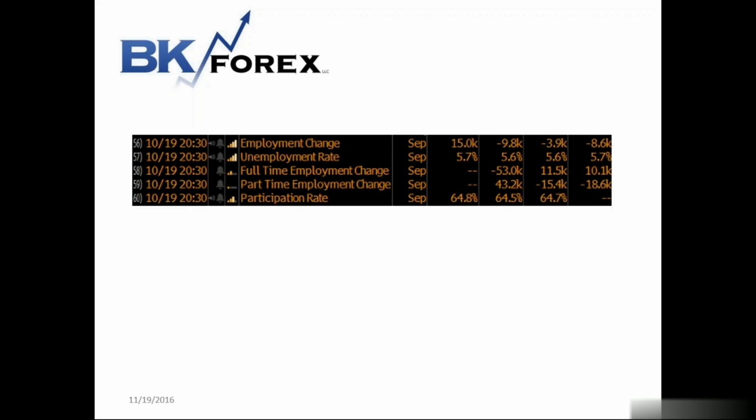And what was even worse than that was that full-time employment basically dropped 53,000. So pretty horrendous number on that front. And it was a pretty horrendous number, even though the unemployment rate basically improved to 5.6%. The participation rate held steady, actually deteriorated. So everything was worse except for the unemployment rate.